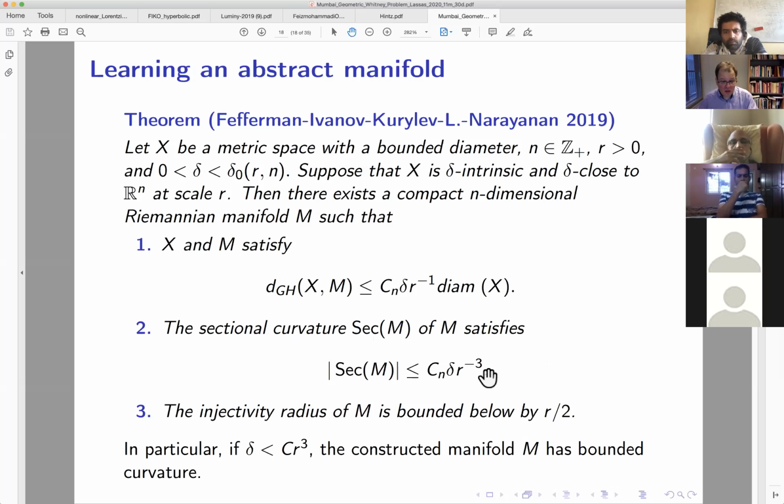This result is interesting when delta is smaller than a constant times R to the power 3, because then this curvature bound says that the sectional curvature is bounded. Also in this case, this Gromov-Hausdorff distance is bounded by a power of delta.